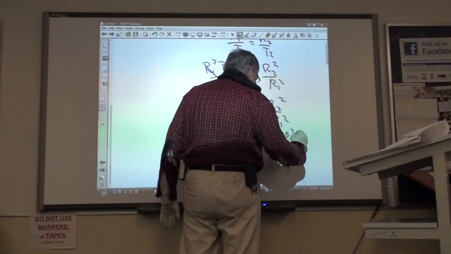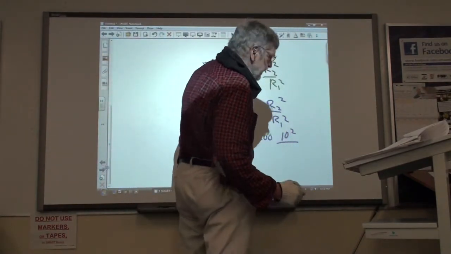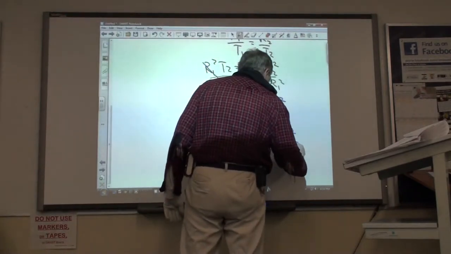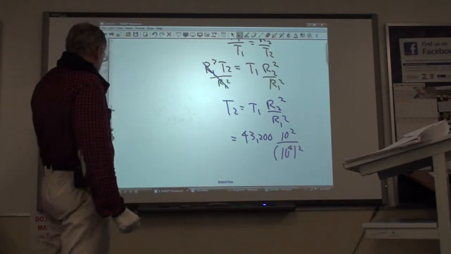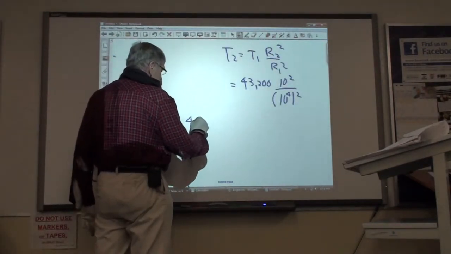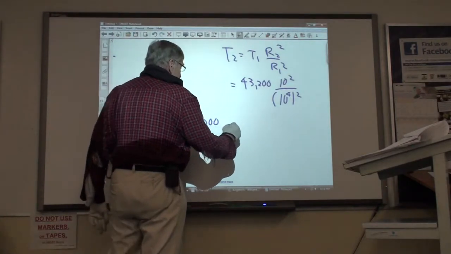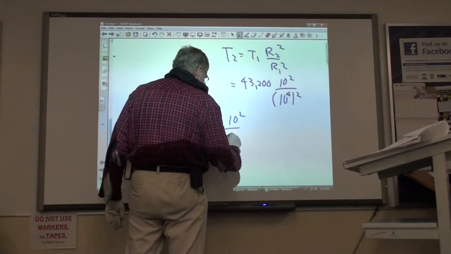So that's 10 squared, and on the bottom, the old radius was 10 to the fourth, so we have a 10 to the fourth quantity squared. So let's continue with the arithmetic, and we're going to have that that's equal to 43,200 times 10 squared over 10 to the 8th.